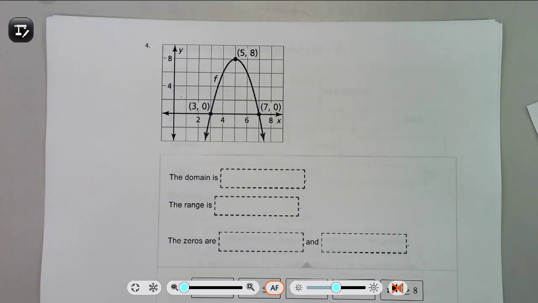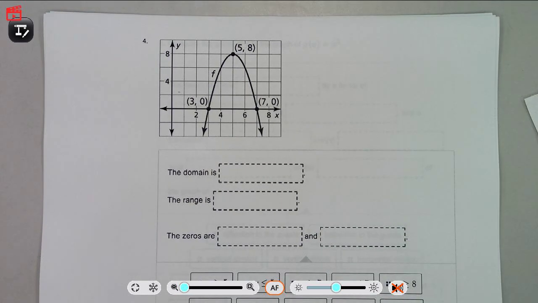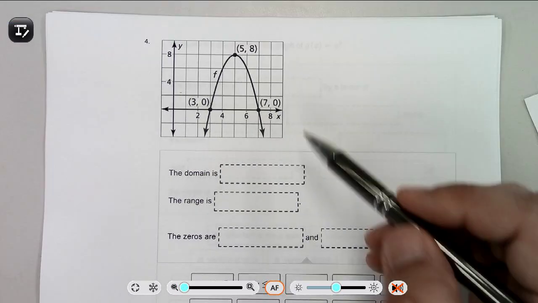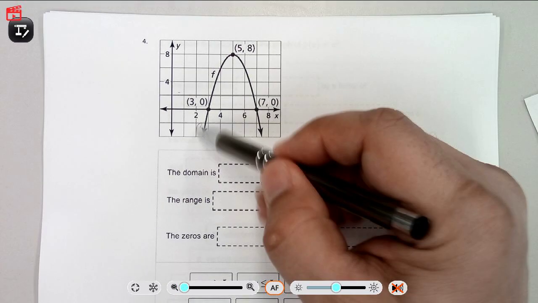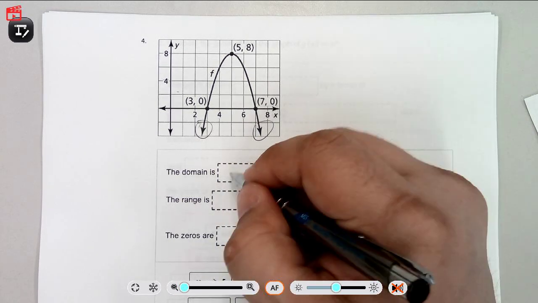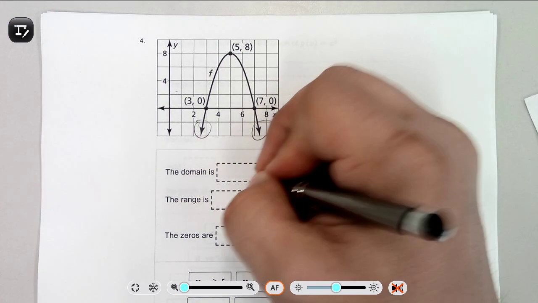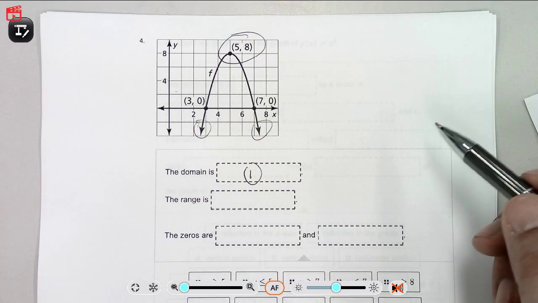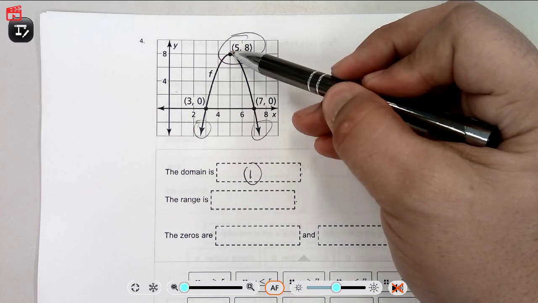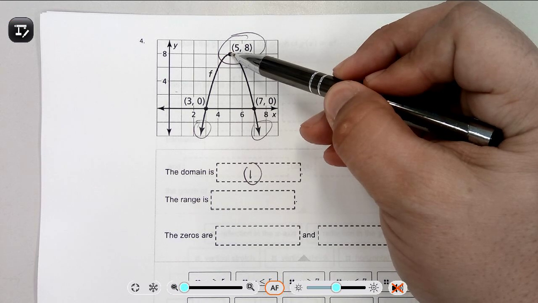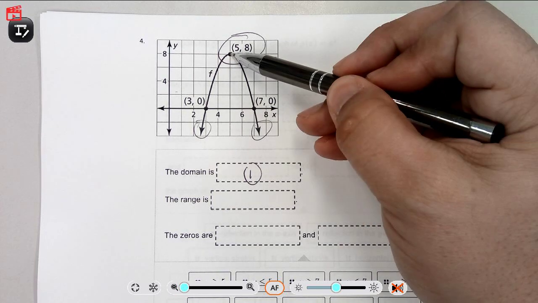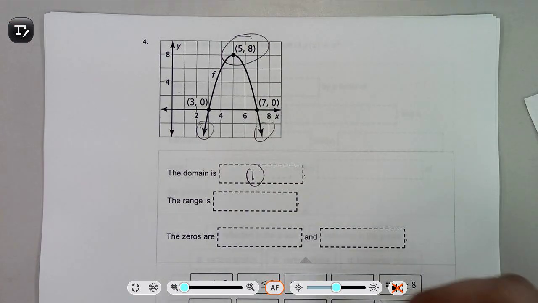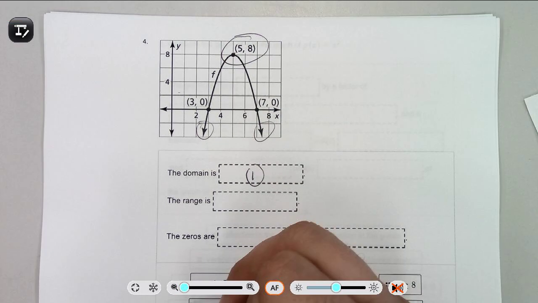Good. So given a parabola graphed, the domain has arrows. So this is all real numbers. So box 1, all real numbers. The range comes from the vertex. This is a maximum. So the highest point of this parabola is 8, and then it drops. So y is less than or equal to 8, which is one of my answer choices. So that's box 2.